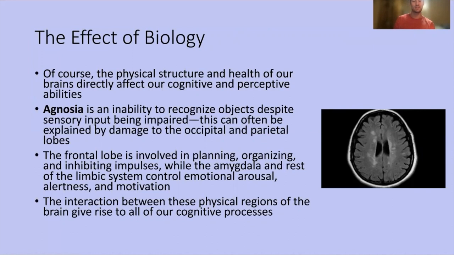and the rest of the limbic system control emotional arousal, alertness, and motivation. So the interaction between all of the physical regions of the brain gives rise to our cognitive processes. So we're using multiple parts of our brain all the time.